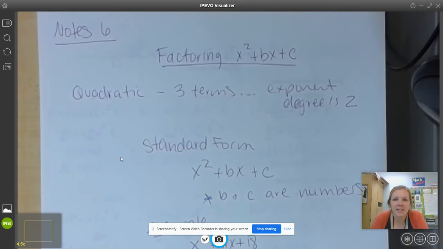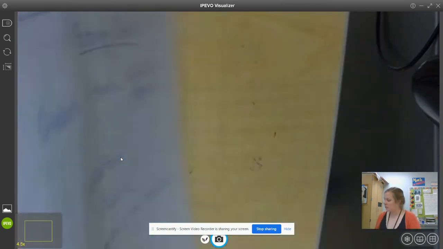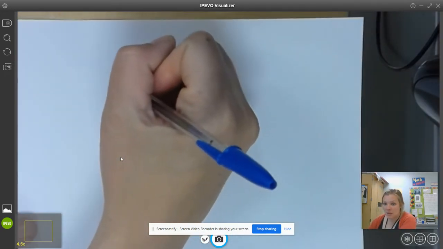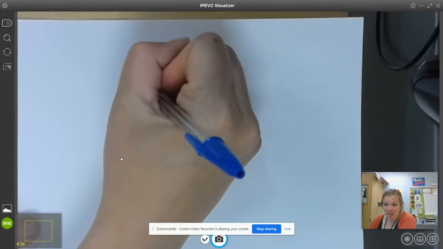Hello. Today we're going to take note 6 on factoring. What we've been doing for the last couple days is factoring the greatest common factor. But today we're going to start working on factoring something if there is not a greatest common factor.